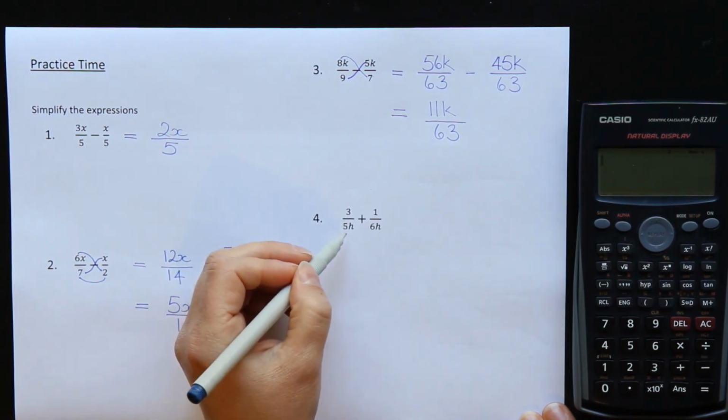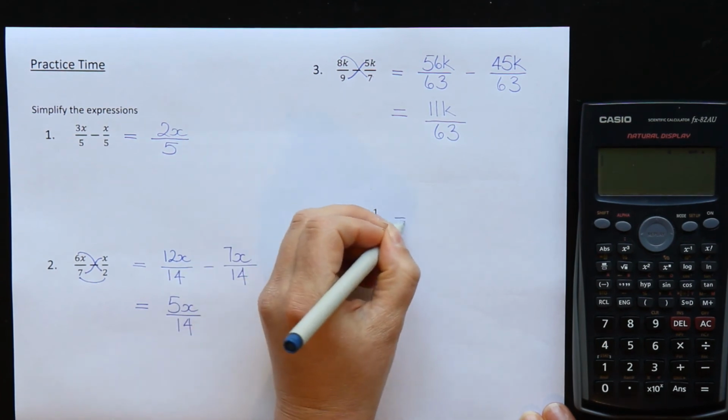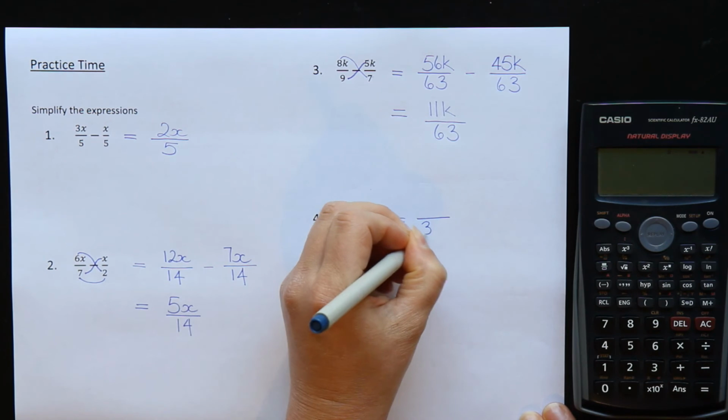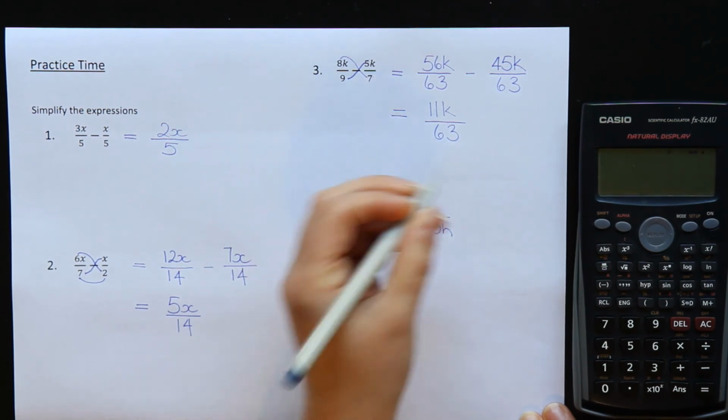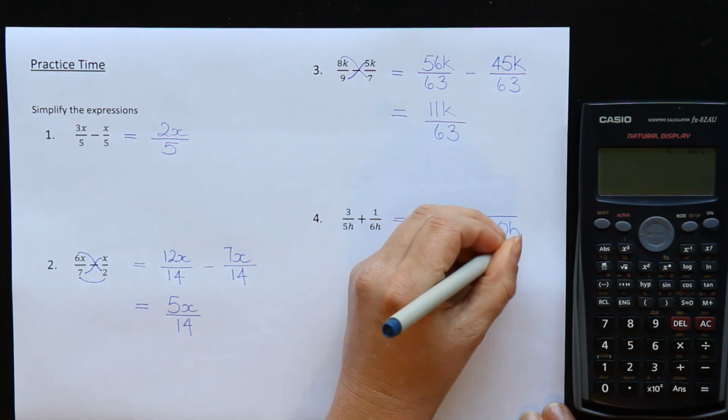This time the pronumerals are on the bottom. 5h and 6h. So let's multiply the numbers together. 5 times 6 is 30. 30h on the bottom. And the second fraction, 30h.